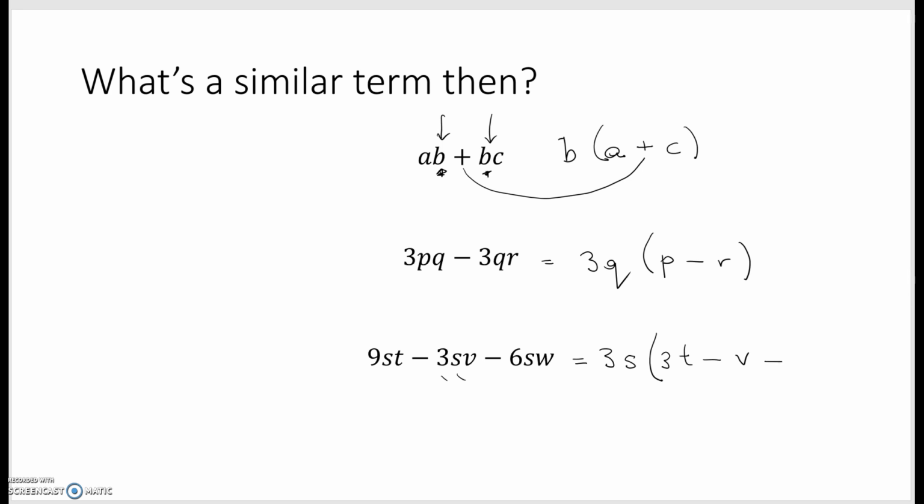And for the last one, we've got 6. We've got 3, but we need 6, so that's 2 times. We've got the S, we've got that now, we've got that, so we need the W. So these terms are similar, but they're not like. They have a term or two in common, but they're not identical.